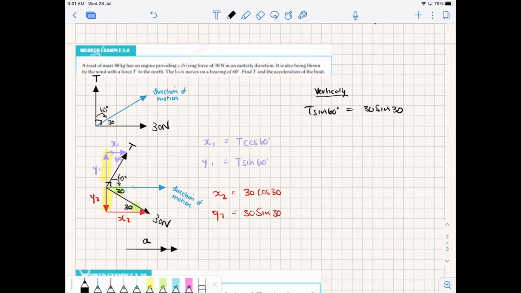From here, we can just punch this into the calculator. So we would go 30 sine 30 divided by sine 60. And we're going to get 17.3205, etc. This is 4 decimal places, so we're most likely going to round to 3 significant figures. So T is approximately equal to 17.3 newtons.